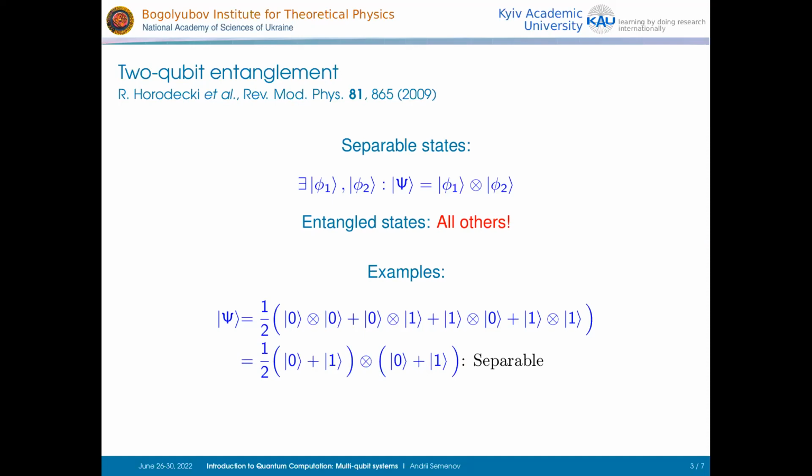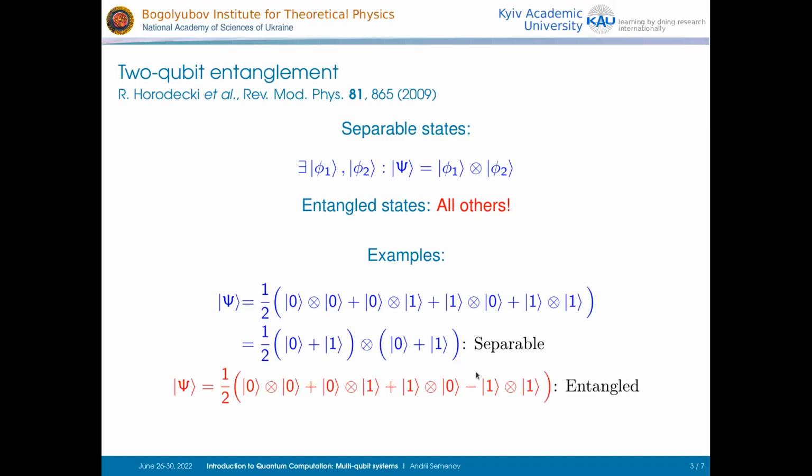But look what happens if I change one phase here. This was plus, and now I made it minus. It is already impossible to present in such a form. And this state is entangled.